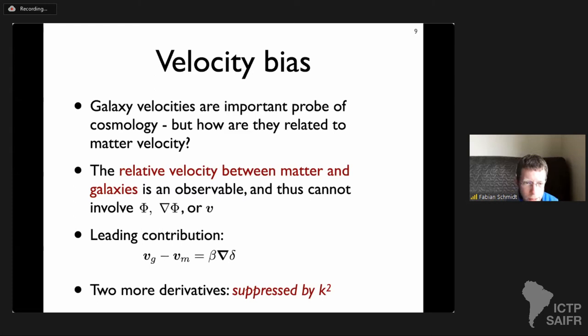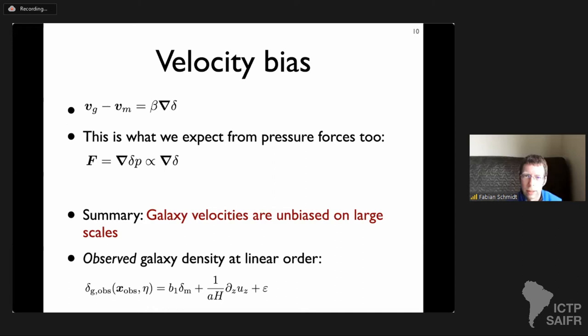And that's not surprising at all, right? If you think about, let's not even consider galaxies, let's just consider gas, right? If gas has pressure forces, then its velocity equation obtains the term gradient of the pressure, and that is proportional to gradient of delta if you have a simple equation of state of the fluid, right? So we basically expect precisely this kind of effect to appear for gas, and for galaxies, it's the same story. So to summarize, galaxy velocities are unbiased on large scales. That's a really, really important fact.